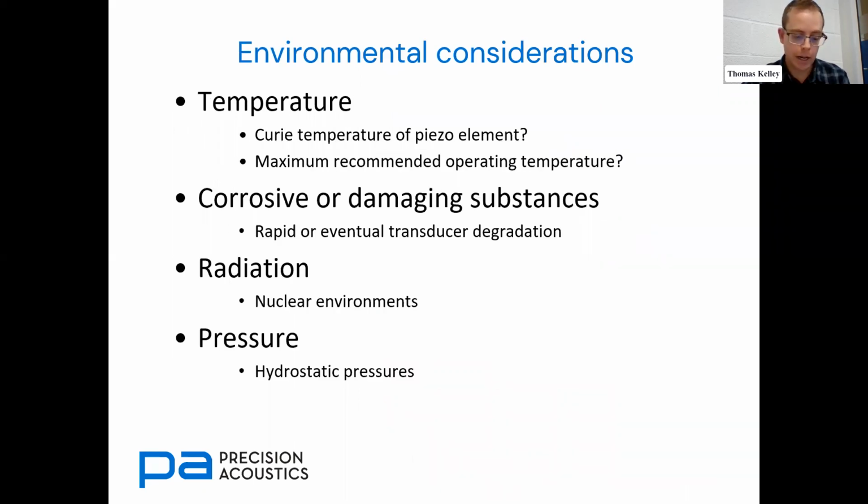Finally, I think it's worth mentioning some environmental considerations. It might sound quite obvious, and it probably is to a lot of people, but these should really feature quite early on in the design process when considering the application, as all the design choices can be impacted by restrictions imposed by the eventual operating conditions, whether it's high temperature environments, or the transducers going somewhere where there are corrosive, damaging substances, or high pressures or high radiation environments.